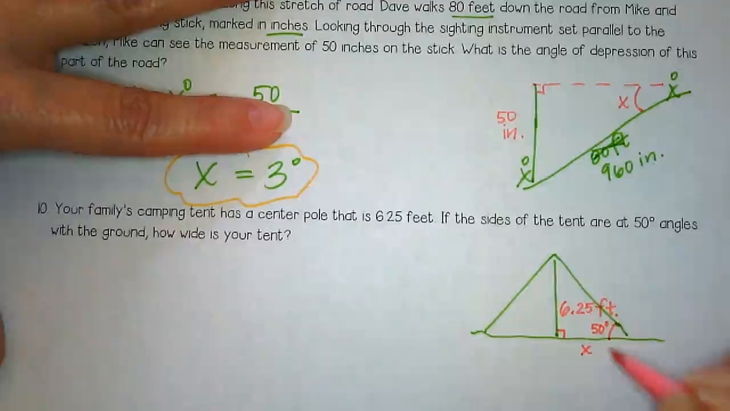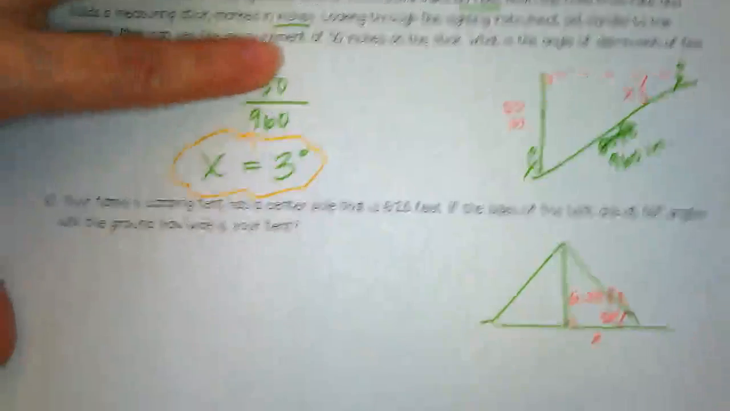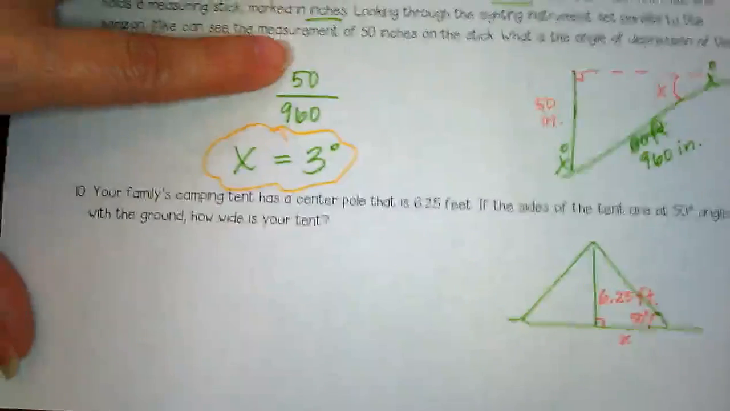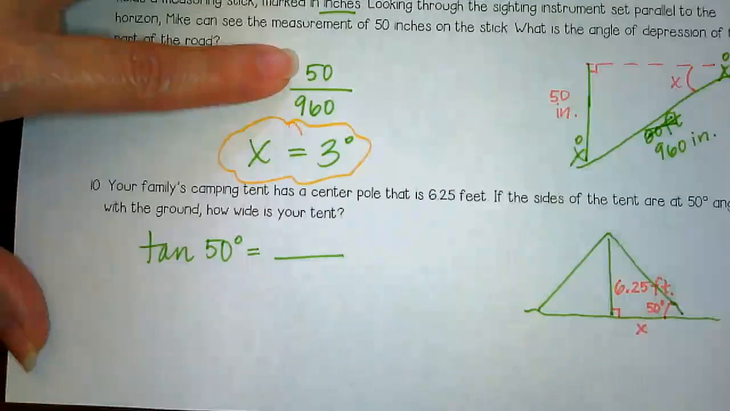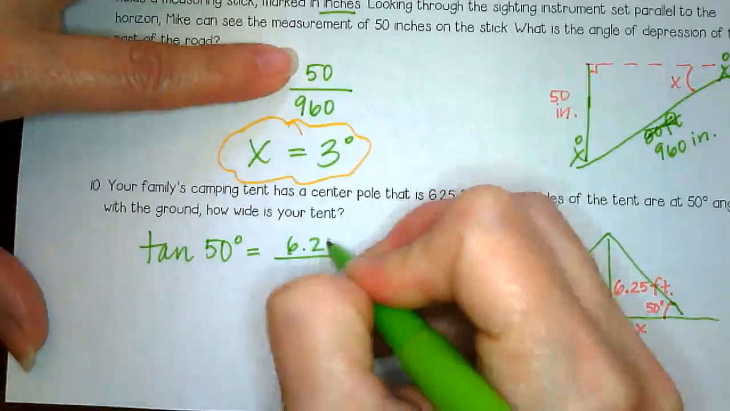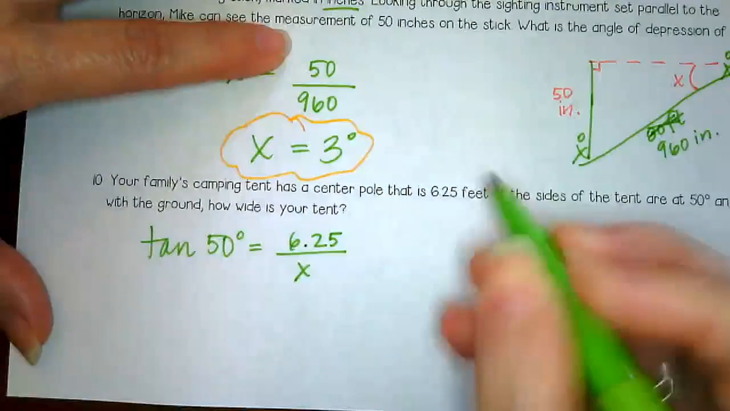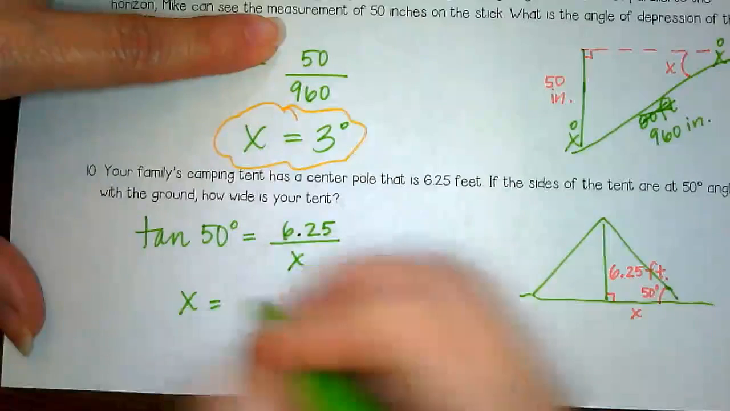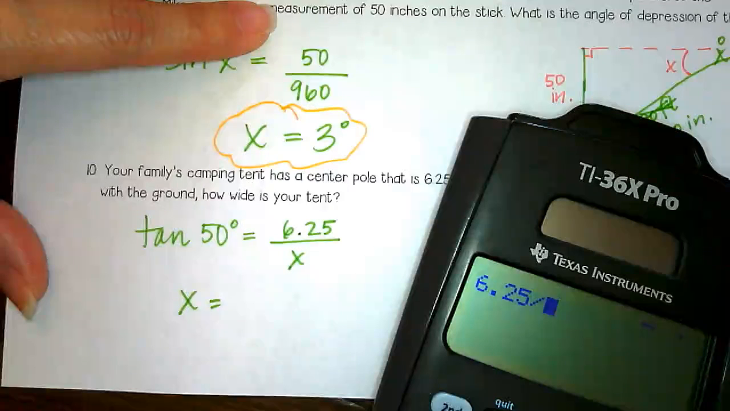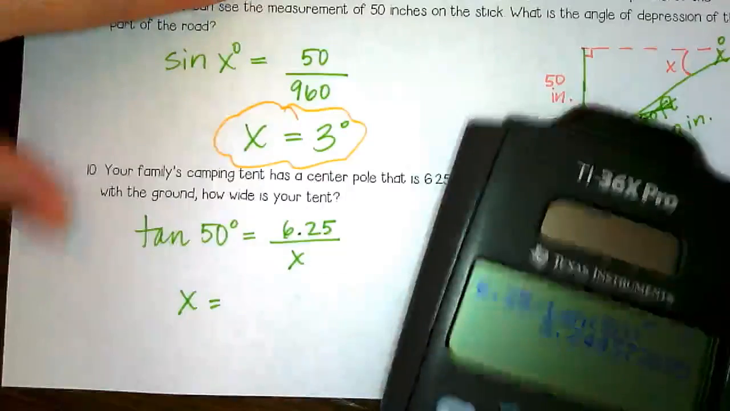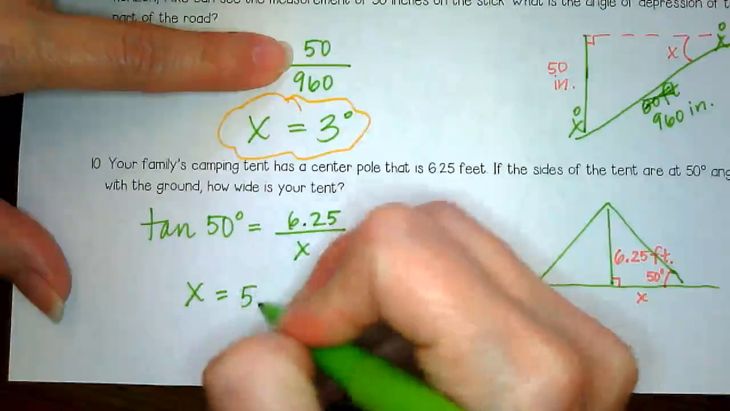So what we need to do is figure out this measurement, and then we have it twice. All right, so looking at that, that looks like a tangent again. So tangent of 50 degrees. The opposite side is 6.25. The adjacent, we don't know. So I need to swap those two out. So I need to do 6.25 divided by the tangent of 50 degrees. That gives me 5.2. So 5.2 feet.